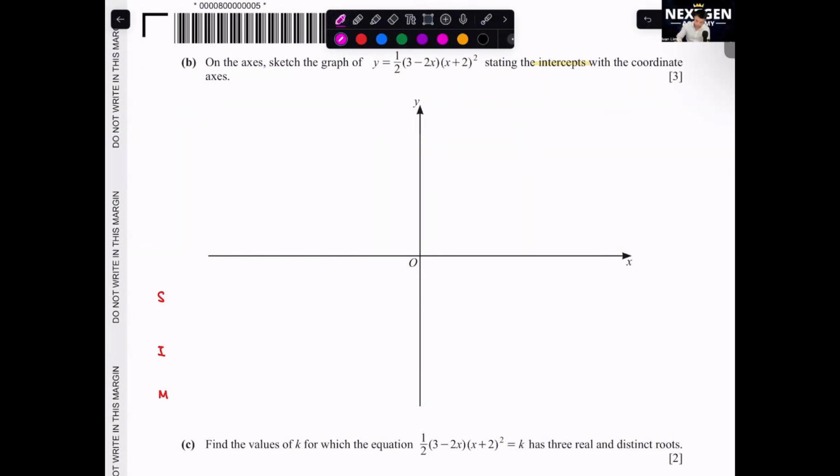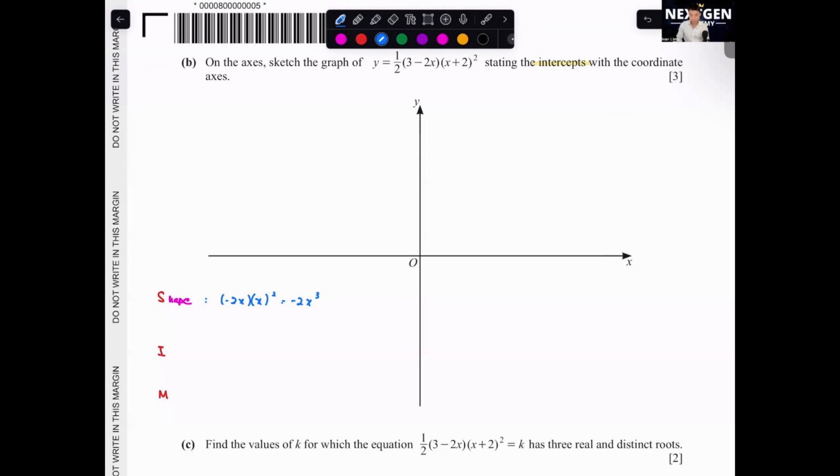Okay, let's see. Based on this equation, what type of graph will we get? Half (3 minus 2x), then (x plus 2) squared. You've got minus 2x here, and you've got x squared here. The main thing, we only need to see the x value. This will give you a cubic graph, right? So this is how I will see it: minus 2x, then x squared. So our final value is minus 2x cubed. Okay, this is a cubic graph.